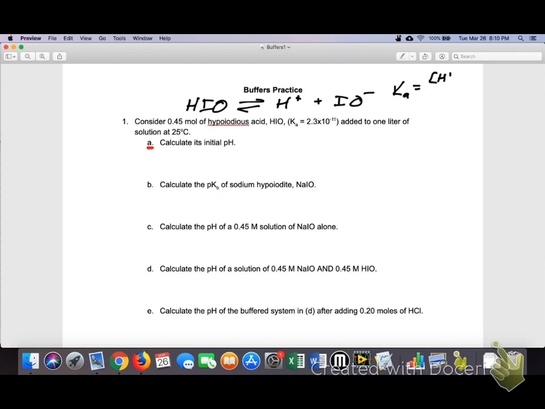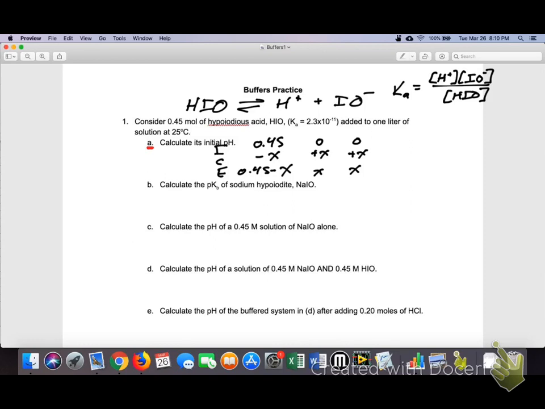And so I can write the Ka expression. It's going to be the concentration of H+ times the concentration of the hypoiodite ion over the concentration of the acid. And it might behoove us to write an ICE chart. The initial concentration of the acid is 0.45. The initial concentrations of the two ions is 0, and it's going to change by a value that I'm just going to call x, so that the equilibrium concentrations will be 0.45 minus x and x respectively.